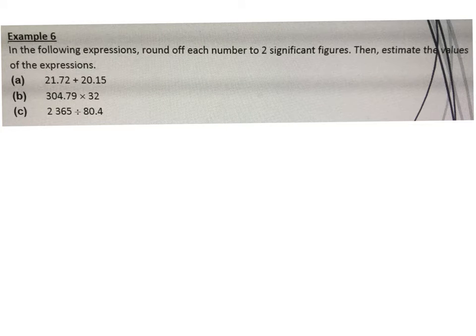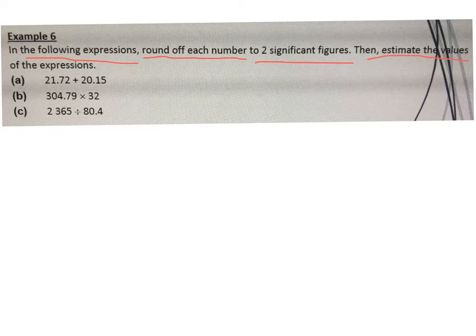Now we want to talk about example 6 in the notes 1.1. The question mentioned that in the following expressions, you need to round off each of the numbers to two significant figures, and then you need to estimate the values. So when we look at part A, that is 21.72 plus 20.15, what should we do?